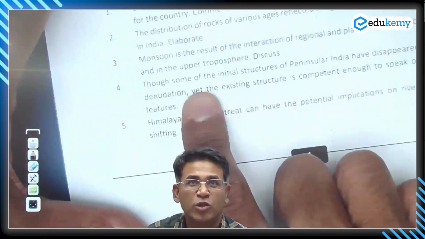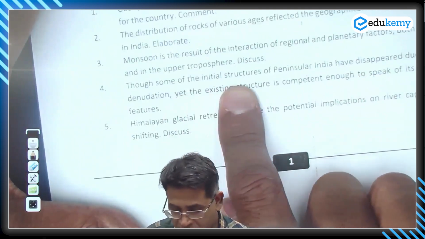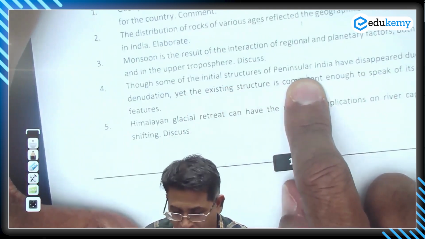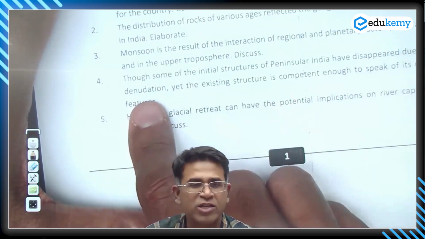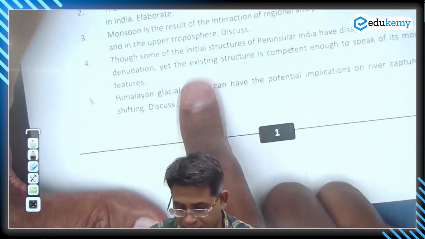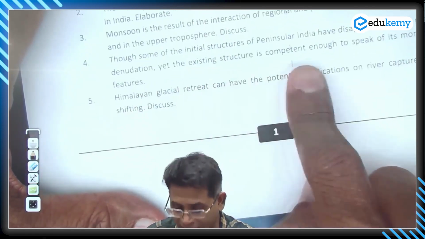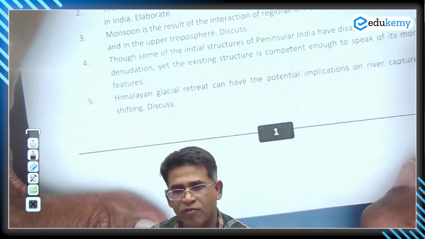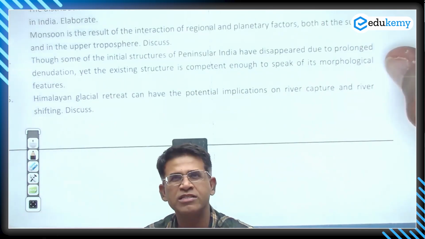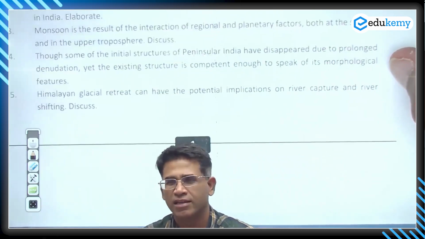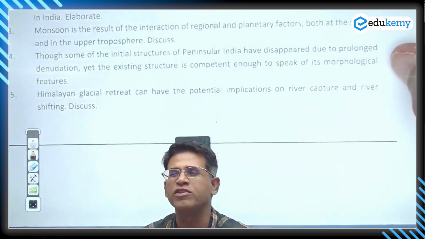Though some initial structures of Peninsular India have disappeared due to prolonged denudation, yet the existing structure is competent enough to speak of its morphological features. Question number 4. It is through these questions I want to revise India geology with you.